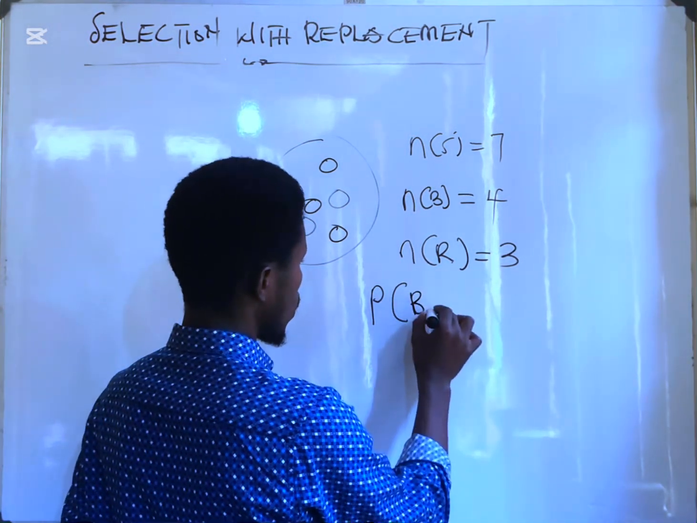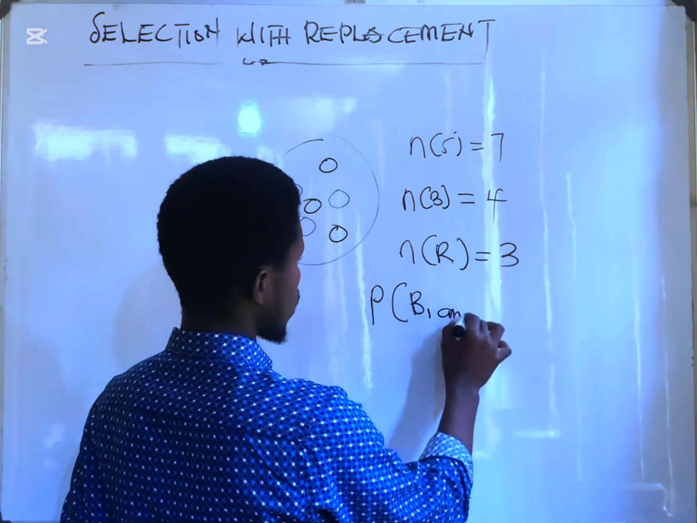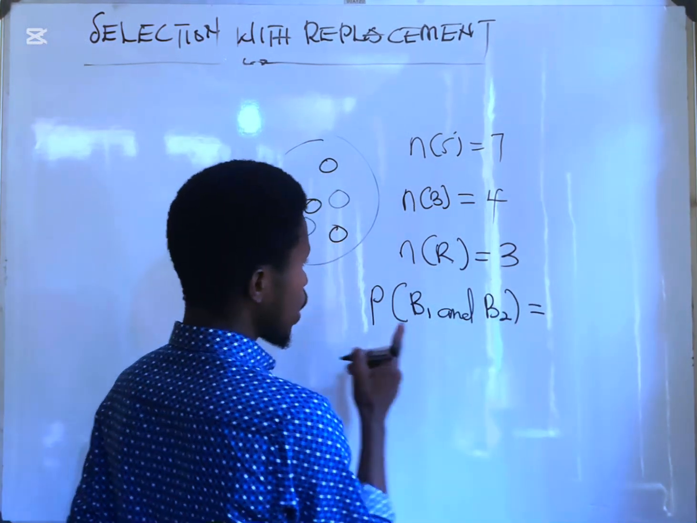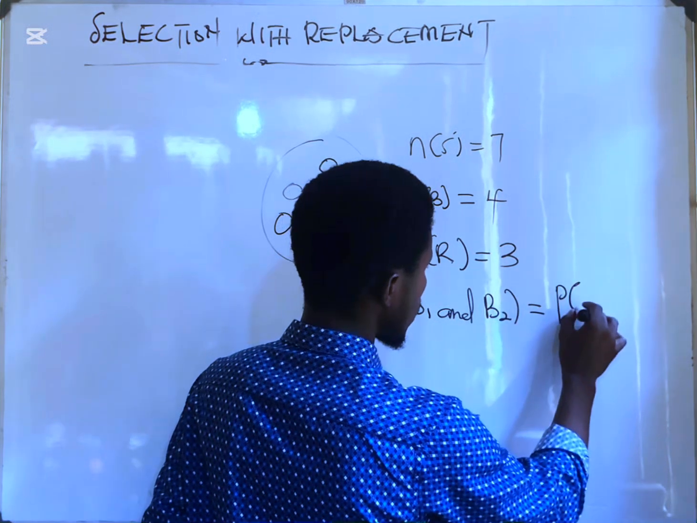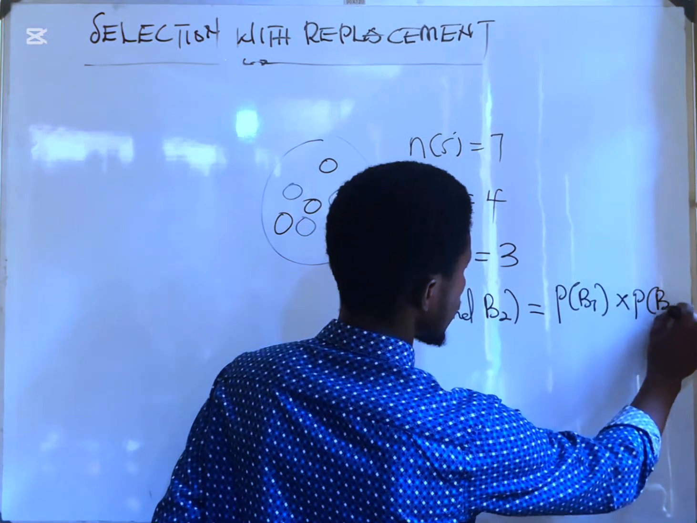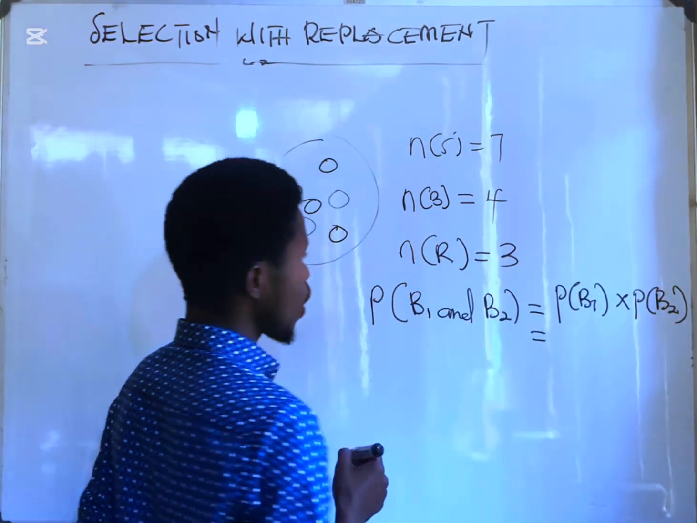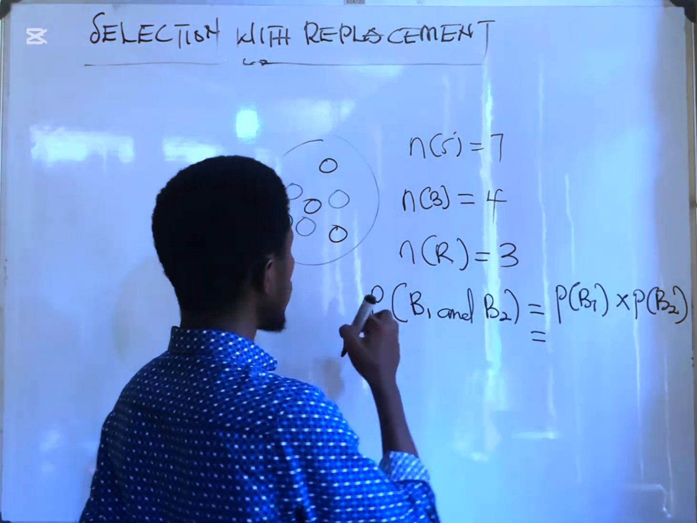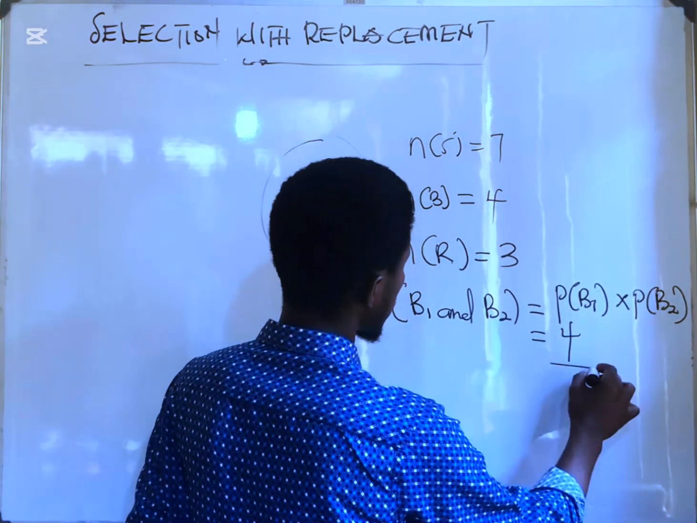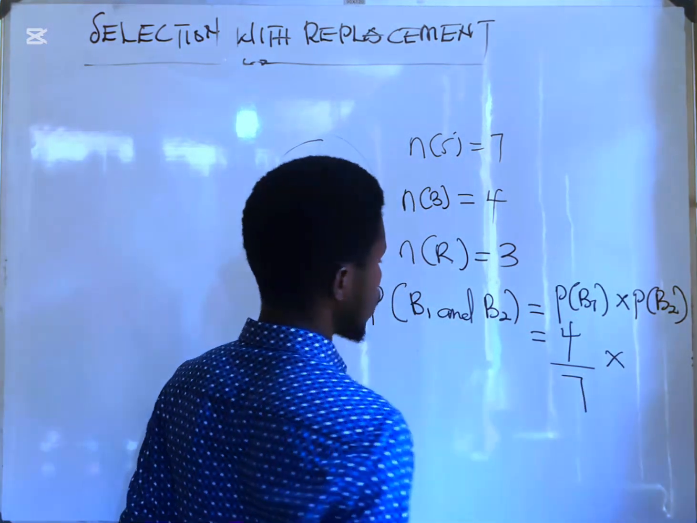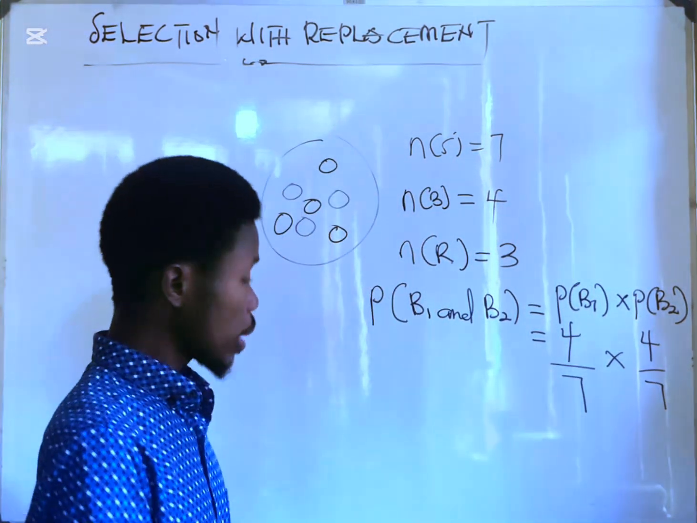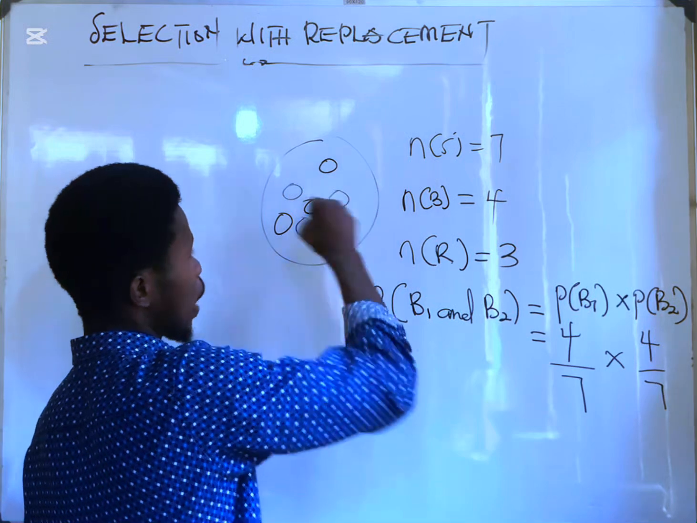So, first ball is black, and second ball too is black. Then, the probability is going to be the probability of selecting the first ball to be black times the probability of selecting the second ball to be black. Now, in this case, the probability of selecting the first ball to be black, when I take 1 from it, is going to be 4 over the sample space, which is 7, times the next one will also be 4 over what? 7. Is that okay?